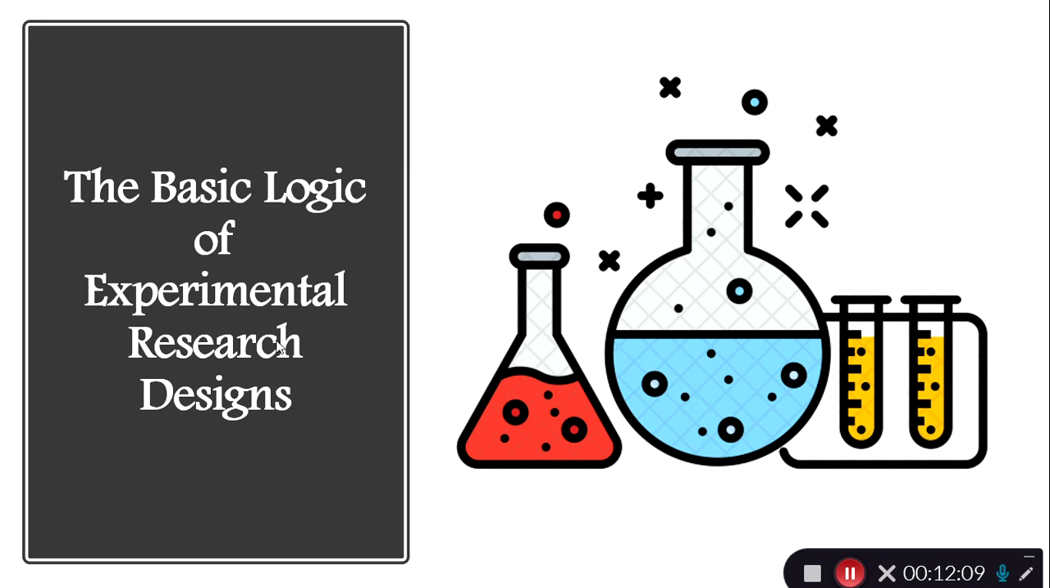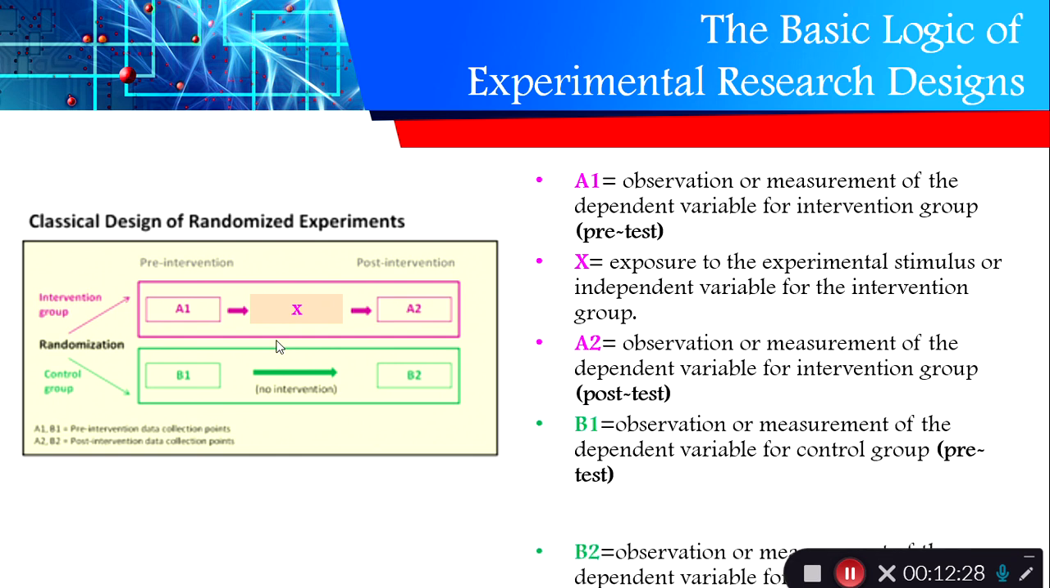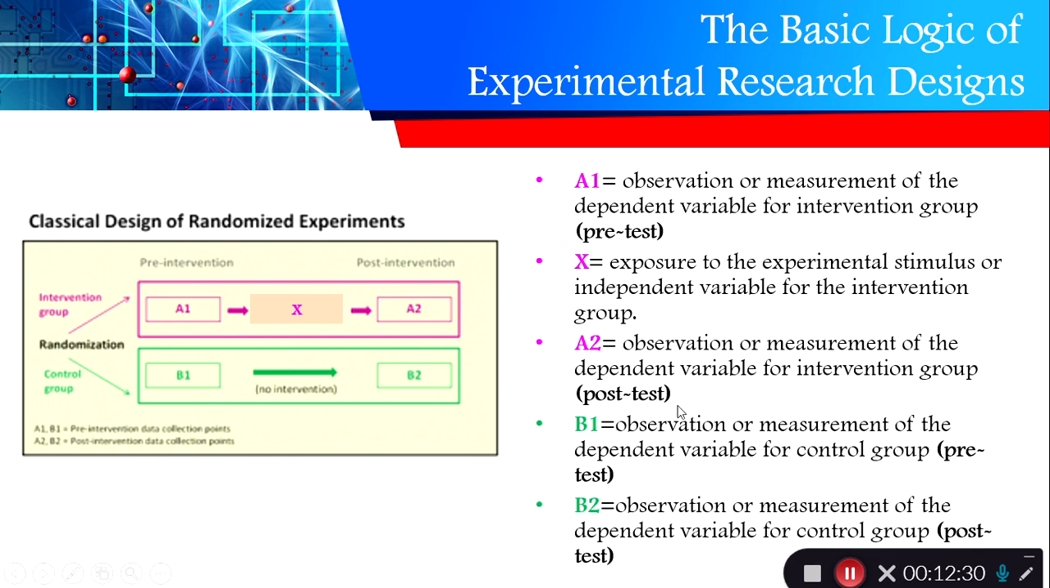So the basic logic of experimental research designs. This is our classic experimental research design. This is the most basic research design that you will find, and most commonly utilized design that you'll find in experimental studies. So essentially what is happening here in this diagram and what underlies the basic logic of experimental research designs is that here this X is our intervention or experimental stimulus, okay?